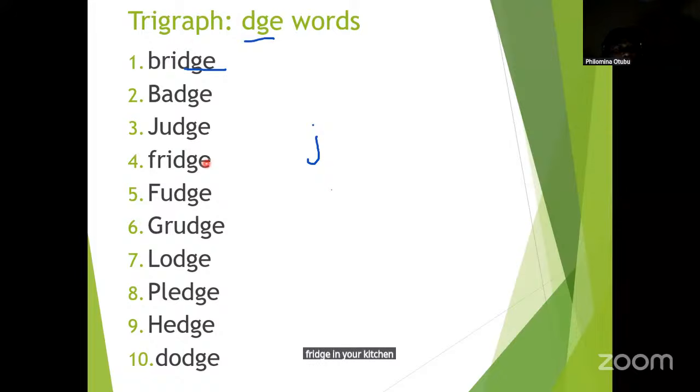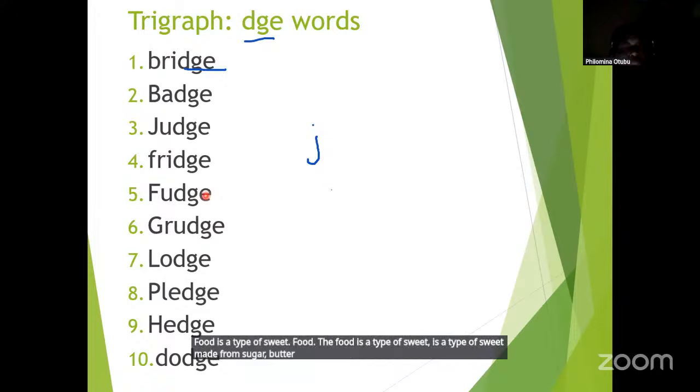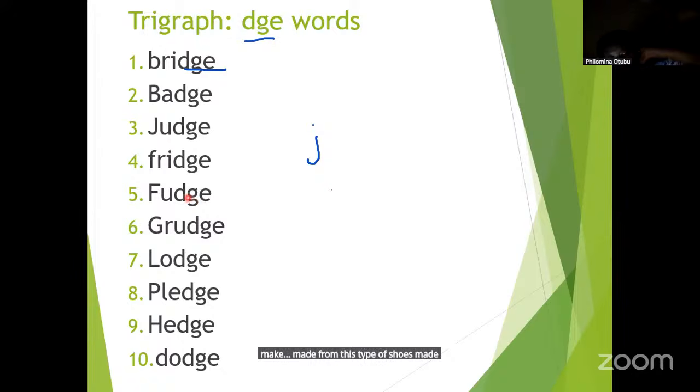Then we have fudge. Fudge is a type of sweet made from sugar, butter, and milk.